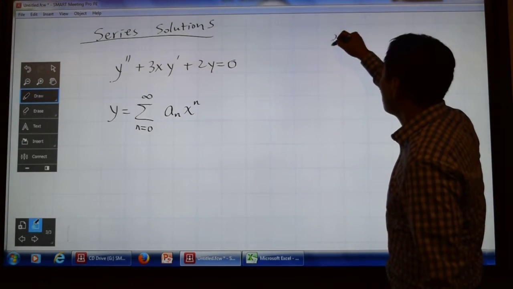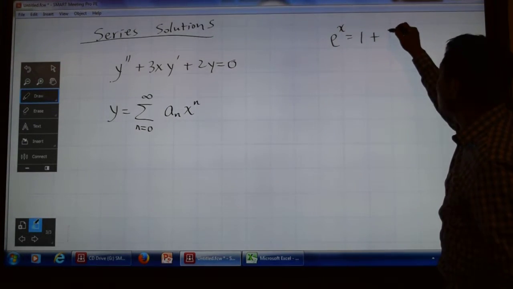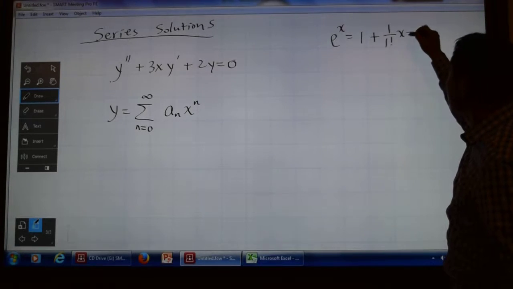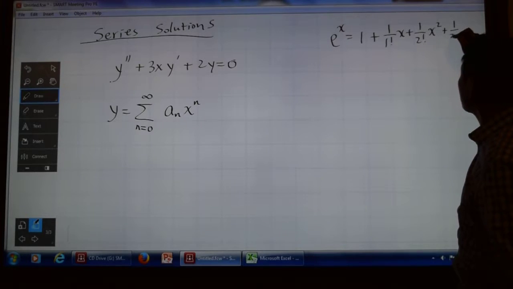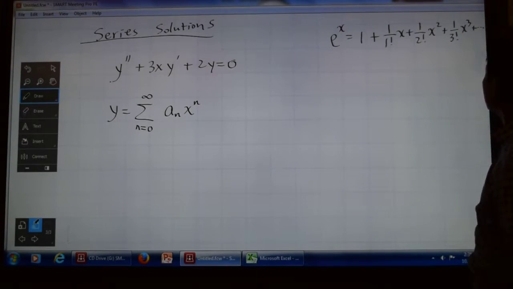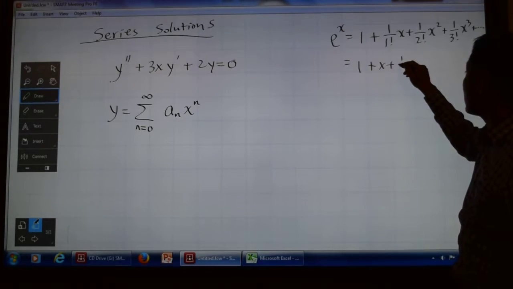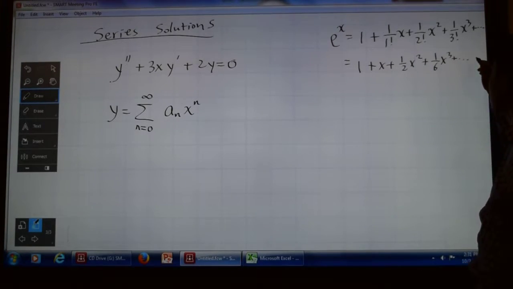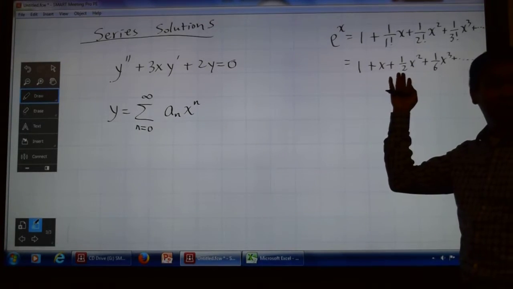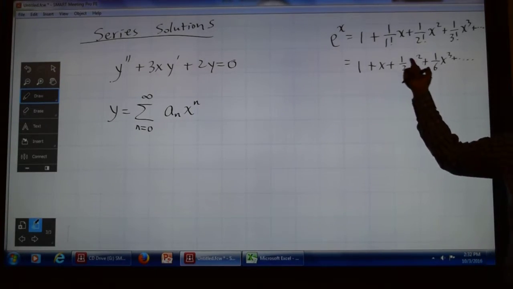So for example, what is e to the x in terms of series representation? 1 plus 1 over 1 factorial x, plus 1 over 2 factorial x squared, plus 1 over 3 factorial x cubed, and so on. It just works this way. So if you wrote it, it would be like 1 plus x plus 1/2 x squared plus 1 over 6 x cubed and so on. That's how it looks like. You learned this when you were learning Taylor series. Maclaurin series of e to the x is this.